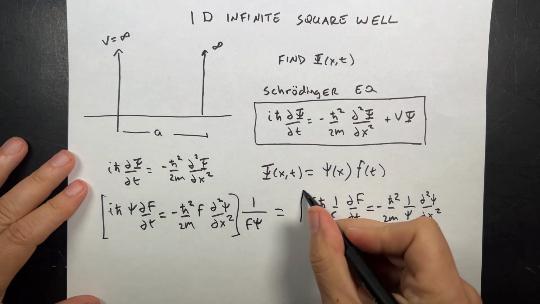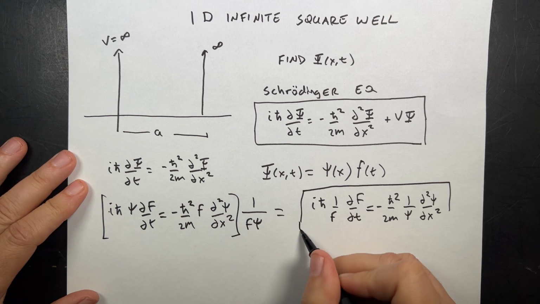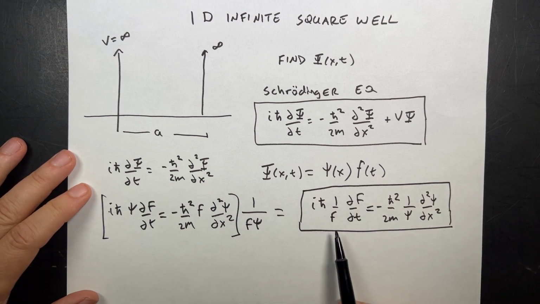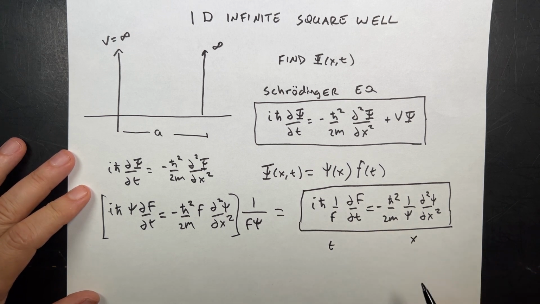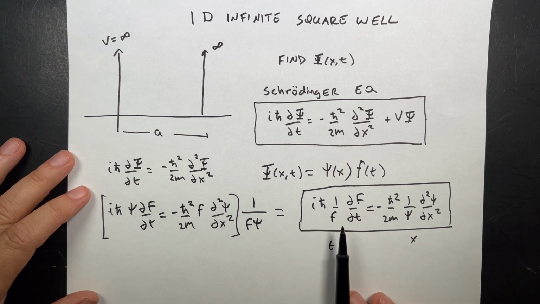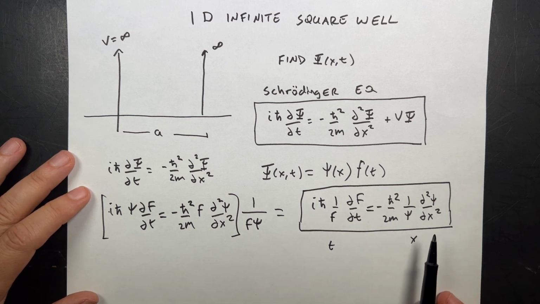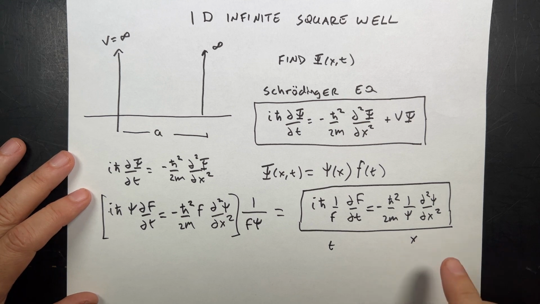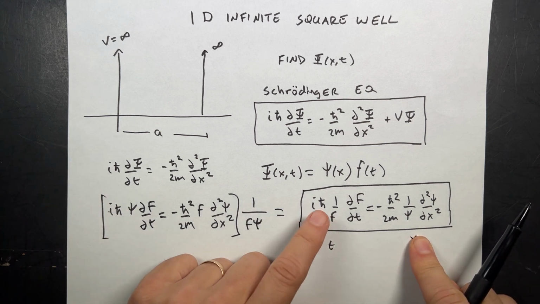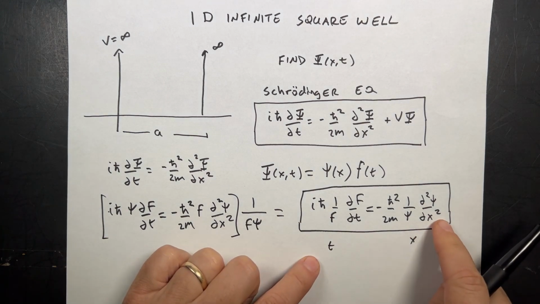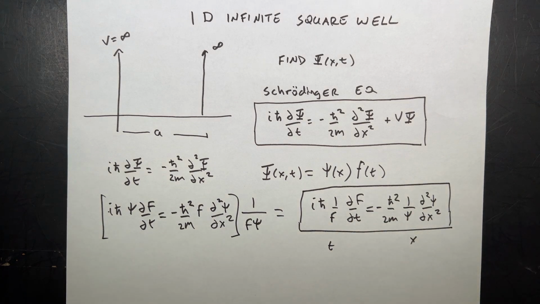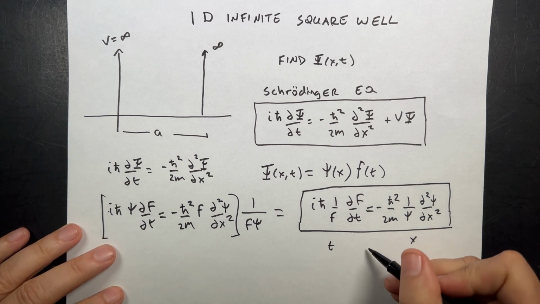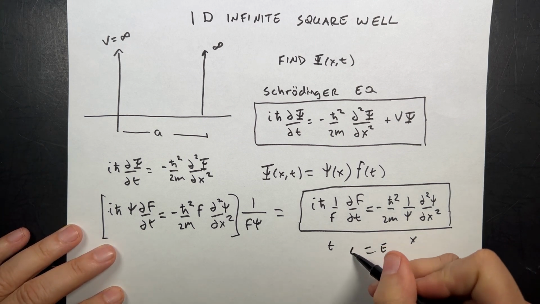Now, that may not look much better, but it is indeed much better, because all of my time is on this side and all of my x is on this side. So here I have a differential equation, and this side only changes with time. This side only changes with x. And the only way that can happen, because if I change the x, this side shouldn't change, and if I change the time, this side doesn't change, is that both sides have to be equal to a constant. And we're going to call that constant E. So both of these are equal to E, a constant.